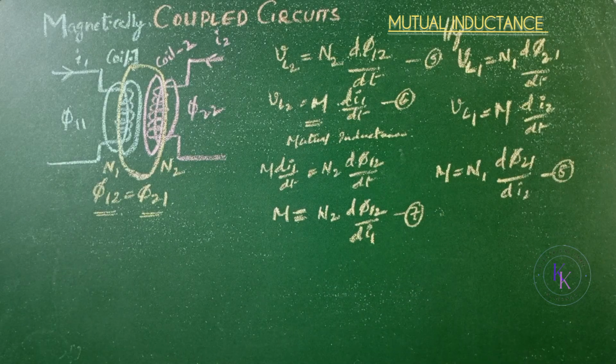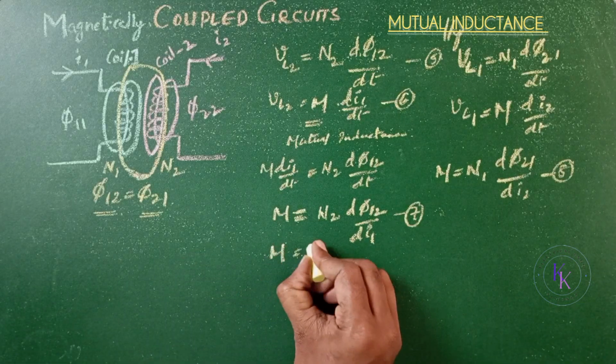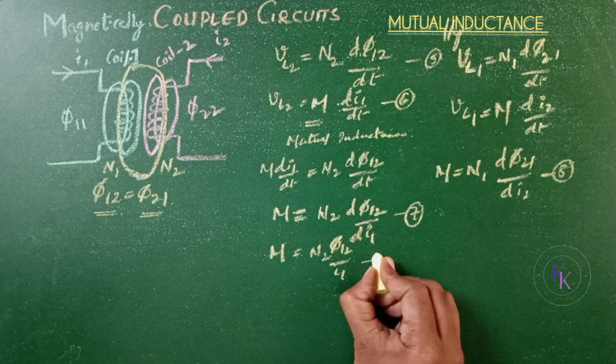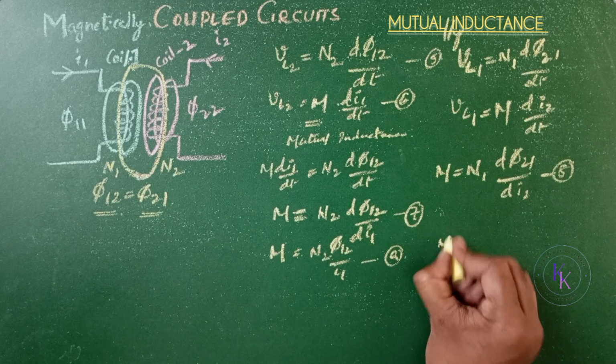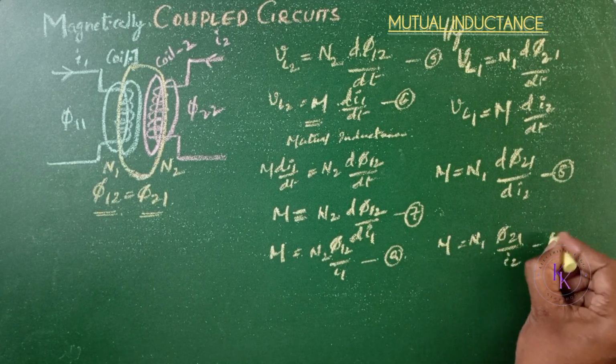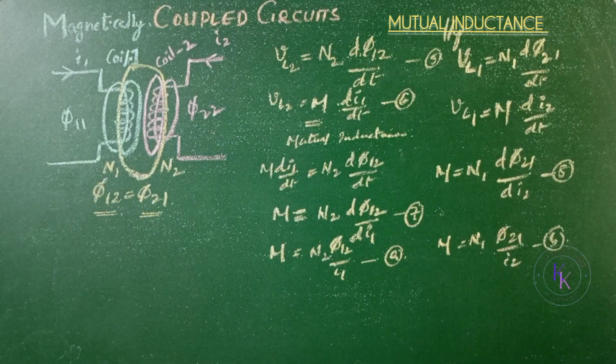When the coils are linked with an air medium, the flux and the currents are linearly related, and the expressions of mutual inductance are modified as M equals N2 phi 12 by I1. Let it be A. Here, M equals N1 phi 21 divided by I2. Let this be B. It may be observed that the mutual inductance M is a bilateral property of the linked coils.